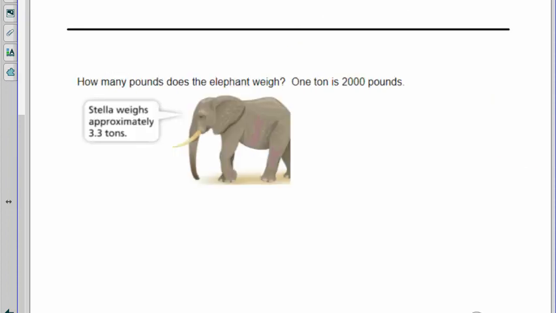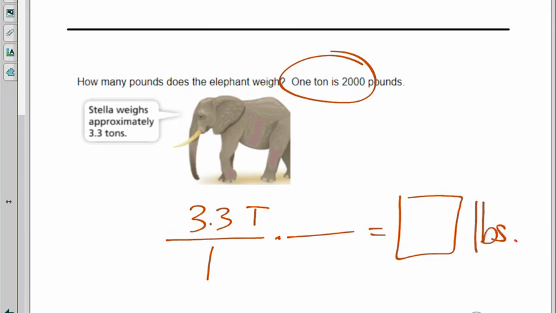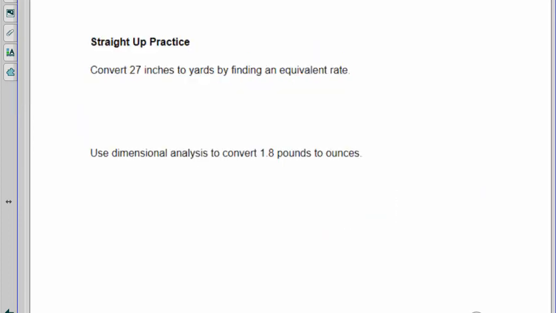All right, one for you to try. Stella the elephant weighs 3 3/10 tons. Goodness. We want to know how many pounds that is, okay? And we know that 1 ton is 2,000 pounds. So use your dimensional analysis so tons cancel out, and we want to be left with a certain number of pounds. Give it a try.